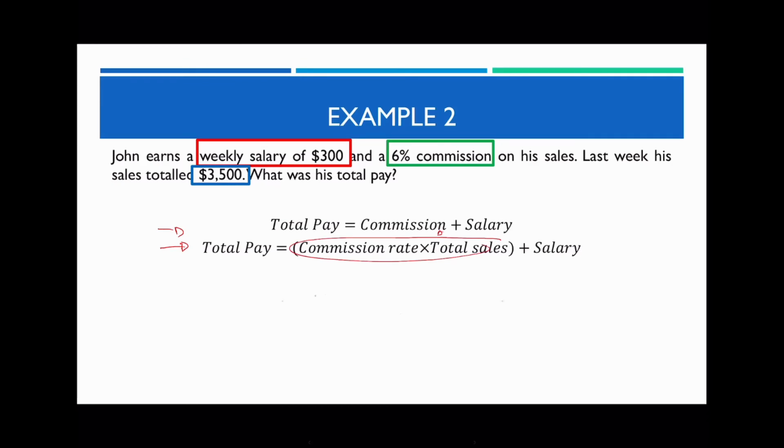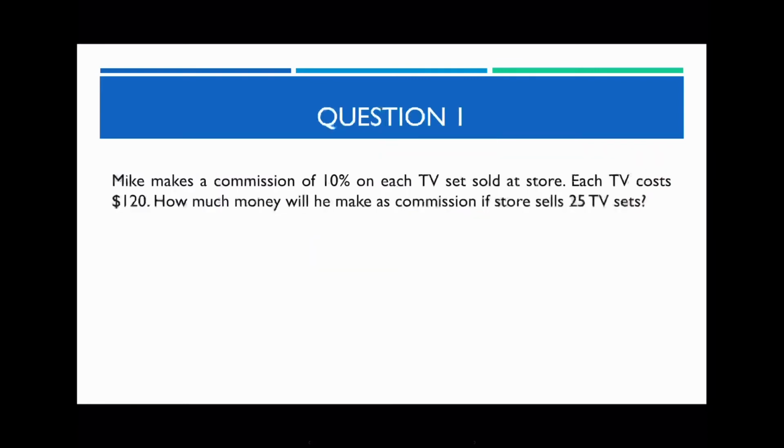So to find out his total pay, it's going to be 6 over 100 because it's 6%, multiplied by the total sales. Then you're adding it to the retainer, his fixed amount, which is $300. Therefore, he's going to get a net pay of $510 for that week. All right, so please pause the video right now so you can actually answer the following questions by yourself.